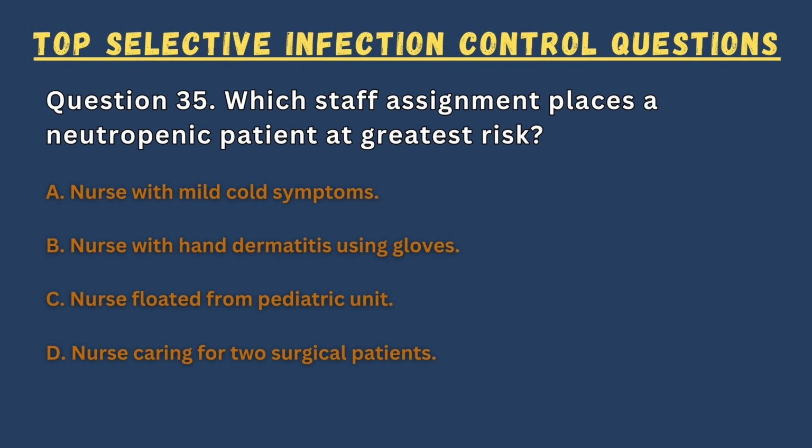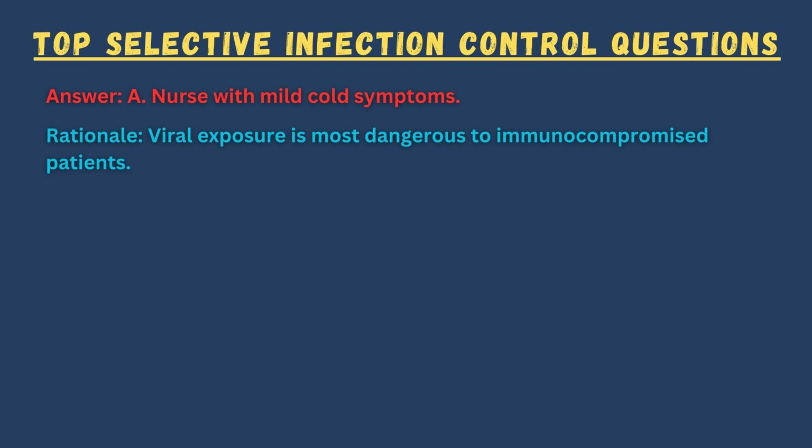Question 35. Which staff assignment places a neutropenic patient at greatest risk? A. Nurse with mild cold symptoms. B. Nurse with hand dermatitis using gloves. C. Nurse floated from pediatric unit. D. Nurse caring for 2 surgical patients. Answer. A. Nurse with mild cold symptoms. Rationale. Viral exposure is most dangerous to immunocompromised patients.